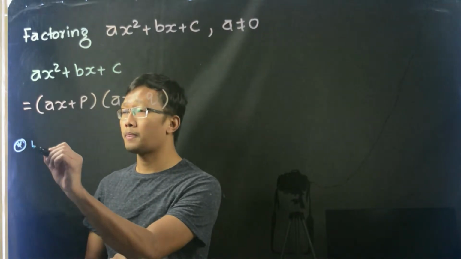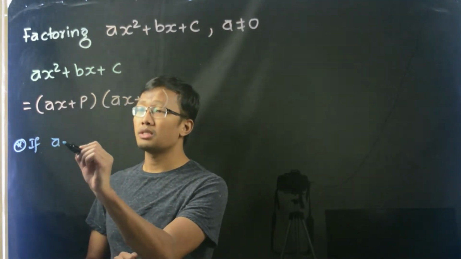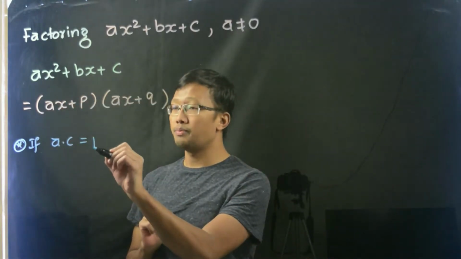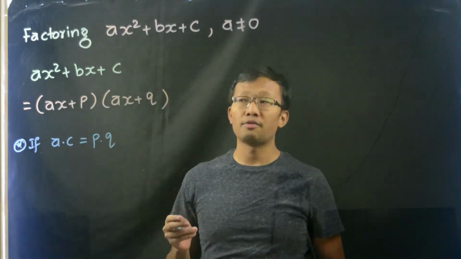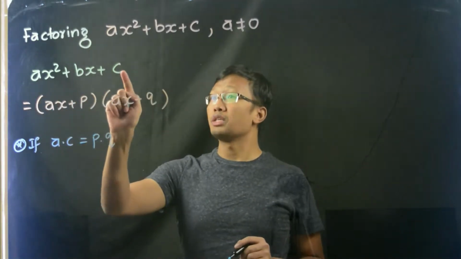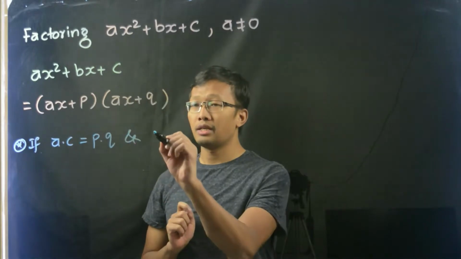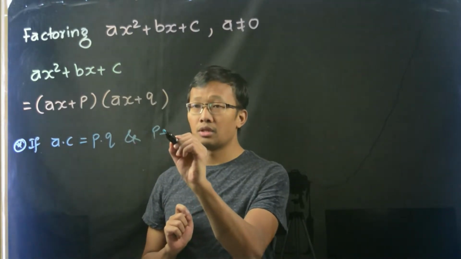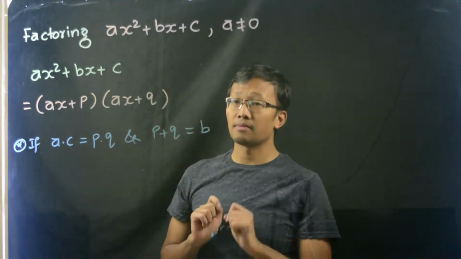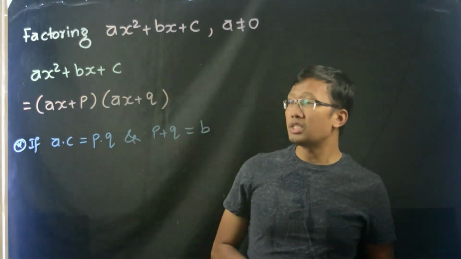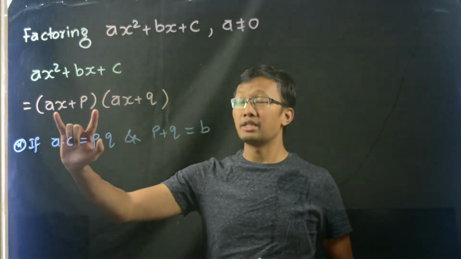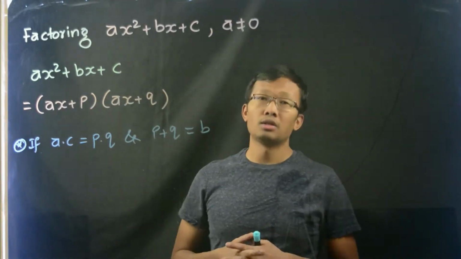If a times c, that's the product of the leading coefficient and the constant term, equals p times q, that means we are able to find two factors such that their product equals the leading coefficient times the constant. And if p plus q equals the middle coefficient, that's b, in this situation we say that this trinomial ax squared plus bx plus c can be written as a product of these two linear factors.